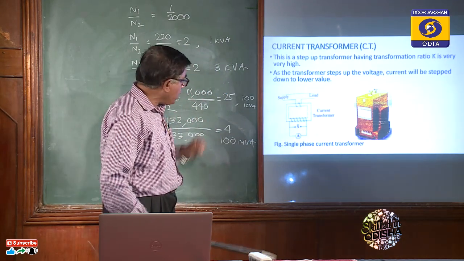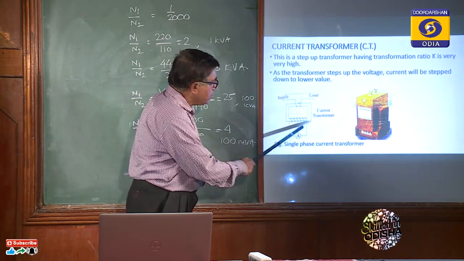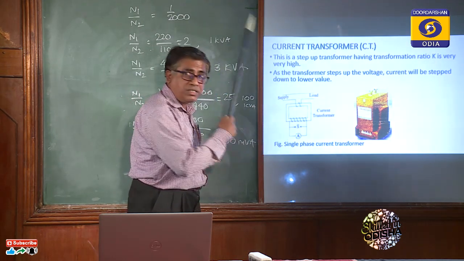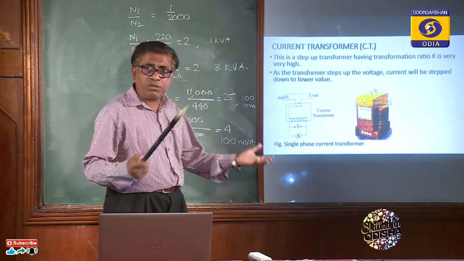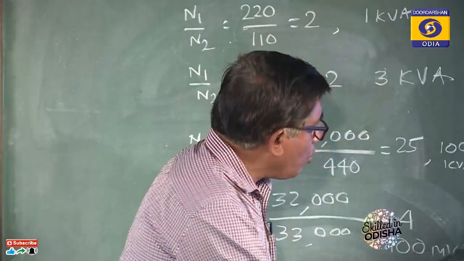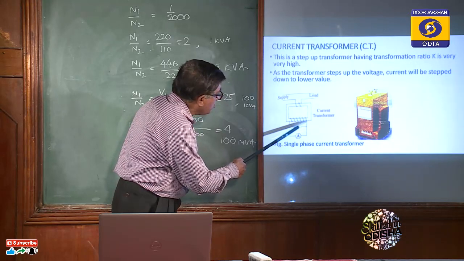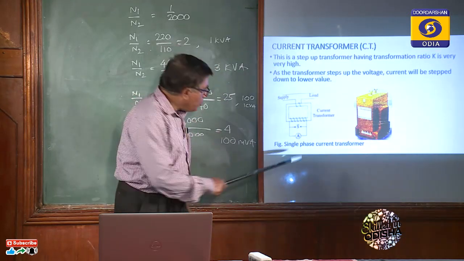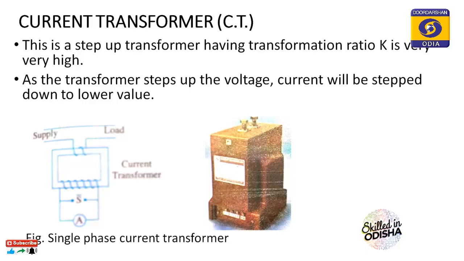So what we are doing? Now we are increasing this voltage, so current is decreasing. This is the principle of the transformer. So we are calling this a step up transformer. So when current is 2000 ampere, this current is 1 ampere. So you can very easily measure this current with the help of this ammeter.